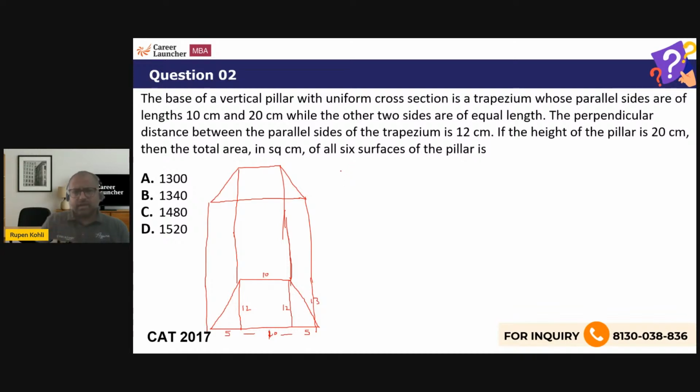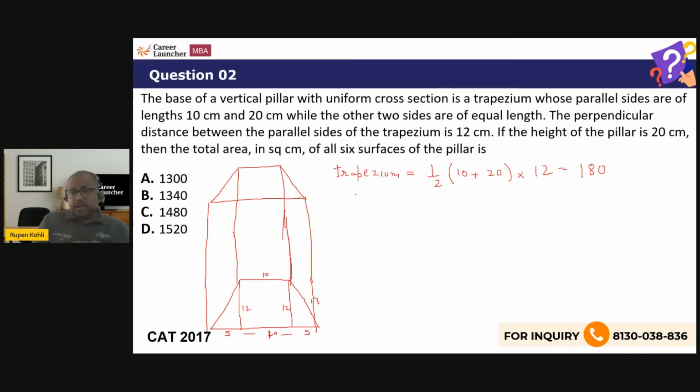So first of all, take the areas of the bases and the top. So what is the area of each trapezium? We have to have two such surfaces. Area of a trapezium is half the sum of parallel sides into the distance between them, half into 10 plus 20 into the height of the trapezium, right? Not the height of the pillar, which is 12. Right, 15 into 12, 180. 30 by 2, 15 into 12, 180 square centimeters is the area of one trapezium.